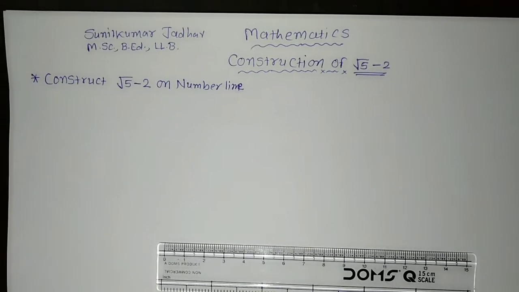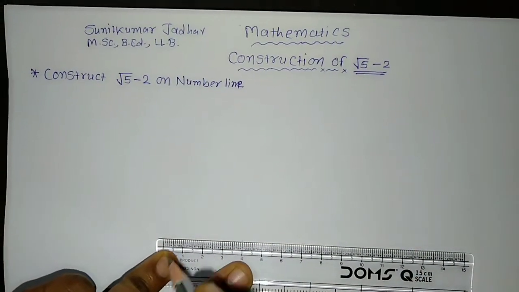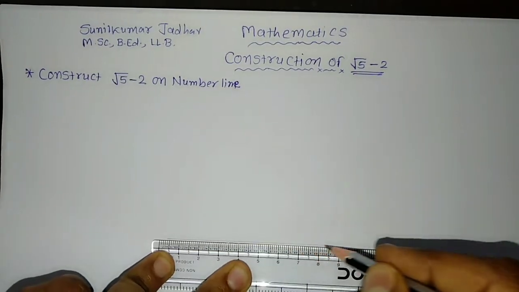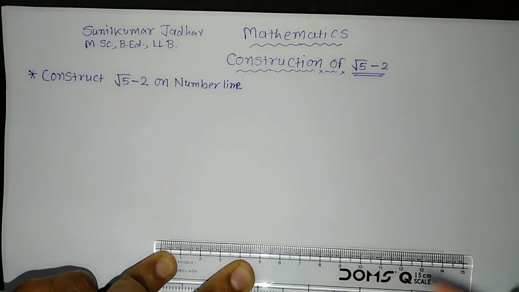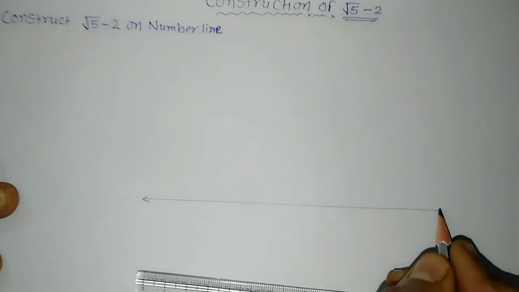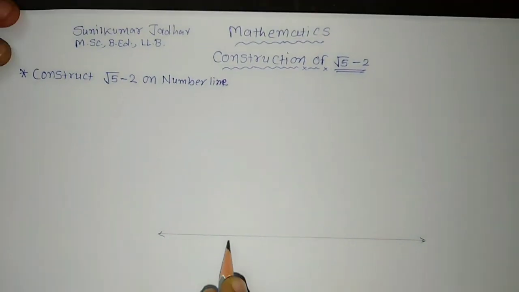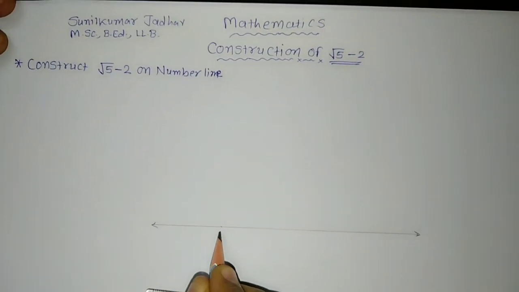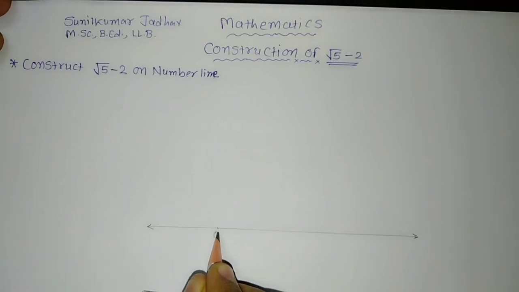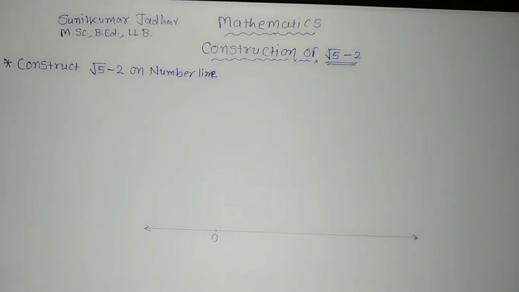For that, first of all we will draw the number line. This is the line we have drawn. I'll put the arrow. This is the number line. Now I'll put one point here. Let me give the name of this point, point O. This is the origin point. So we have taken our origin point over here.